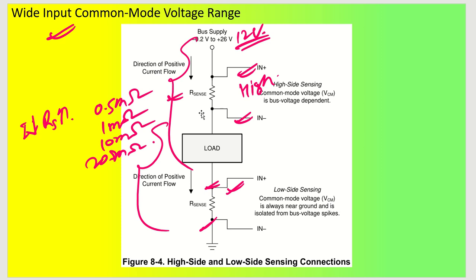Okay, so there are two applications that can be there, and in some cases both the sense resistors will be utilized in, let's say, a motor drive application or somewhere where high side switch and low side switch both are there, and we need to monitor the current in each one of them.